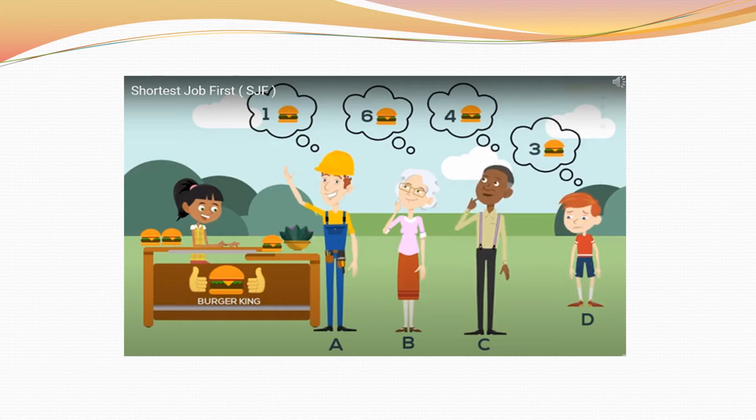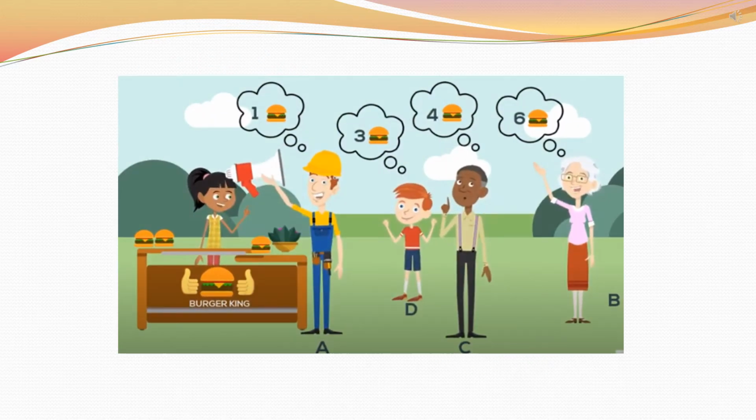Let us understand a real scenario. Suppose in a burger shop, four customers have ordered their burgers. Customer A has ordered one burger, customer B six burgers, customer C four burgers, and customer D three burgers. The happy burger seller is thinking, wow, there are many orders. But she is wondering how she will manage the orders by time because in her shop she is alone.